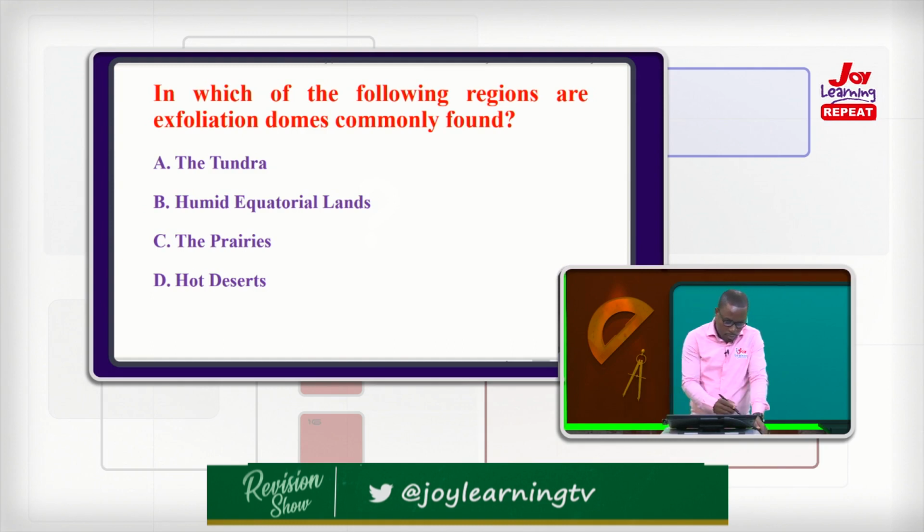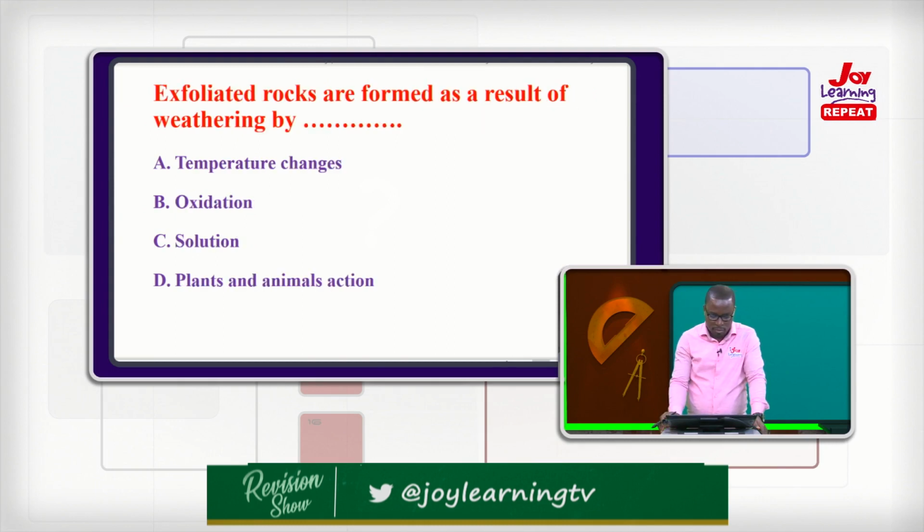All right. Let's go to the next question. Exfoliated rocks are formed as a result of weathering by, I repeat, exfoliated rocks are formed as a result of weathering by A. Temperature changes, B. Oxidation, C. Solution, and D. Plant and animals action. Which one is the answer? You call, then you tell us the answer.